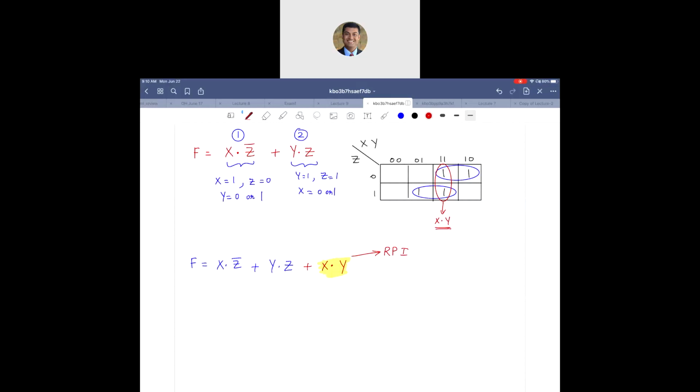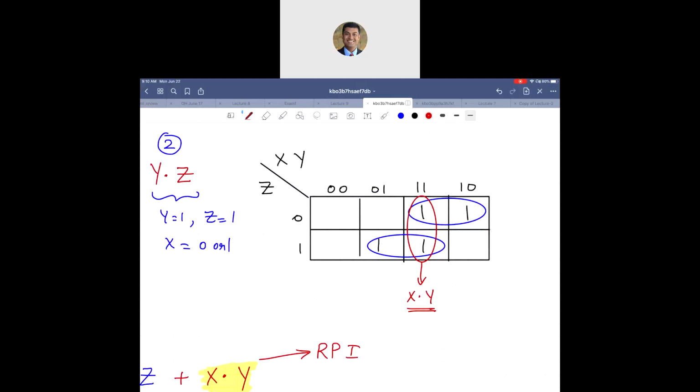Did I fix the hazard? Yes. You see this? I have essentially fixed the static 1 hazard. How did I do that? When X is 1 and Y is 1 and Z changes from 0 to 1 or 1 to 0, there was no cover. Now I have covered that with a group. So I have fixed that hazard.